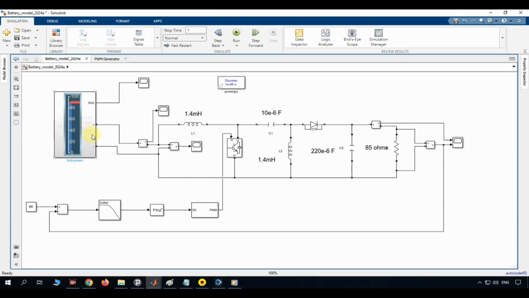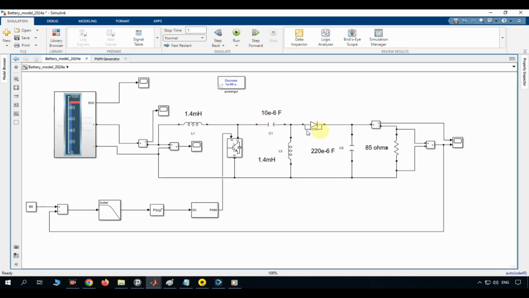Now, let's move into the power stage of the SEPIC converter. We start with the battery source, which feeds into the primary inductor, labeled L1, rated at 1.4 millihenries. Next, we have the power MOSFET switch. The turning on and off of this switch dictates the energy transfer. When the switch is closed, energy is stored in L1, and when it opens, that energy is transferred.